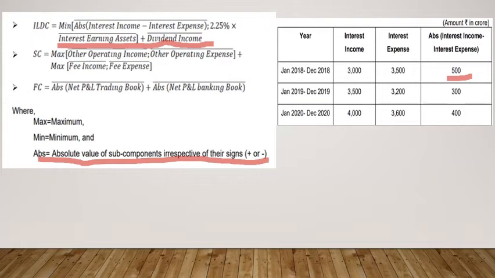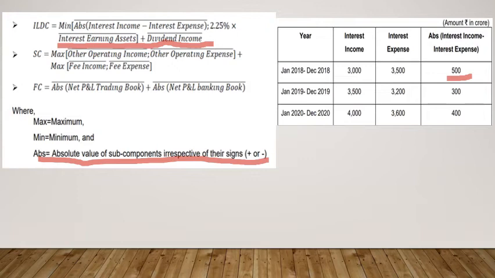The SC value is what we take into consideration as the max of other operating income or other operating expense, plus the max of fee income or fee expense. Here we were taking the min of the two, here we are taking the max of the two. That is the difference. And then in FC we are taking again the absolute value of net P&L trading book, because this trading book can also be a negative value. When you make a loss, it will be negative value. Similarly, net P&L of banking book can also be a negative value. So we are ignoring the sign and taking it to be the value. ILDC, SC and FC will get calculated like this and they will be added together. That takes care of the first component, which is BI in the new approach.